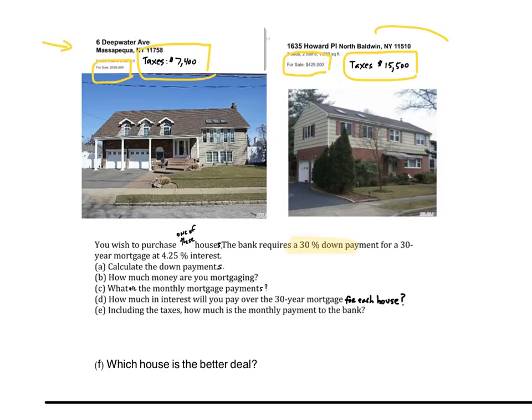The bank that you're going with has a 30% down payment, 4.25% interest. We're going to figure out for each of the houses how much is the monthly payment including the taxes. Here we have this Massapequa house, which is almost $600,000, but the taxes are $7,500. The Baldwin house, it's $429,000, but the taxes are almost double. The taxes are $15,500. So let's start off with the Massapequa house first and try to calculate all the information that we need.